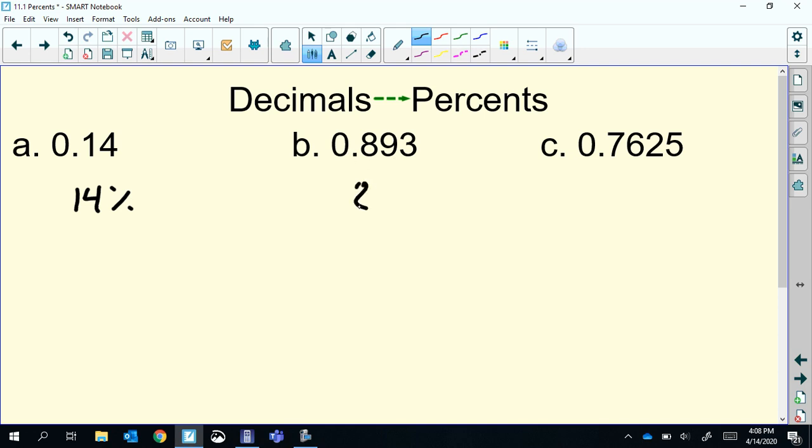That's 89.3%. Move it 2 spots, or multiply by 100, 76.25%.